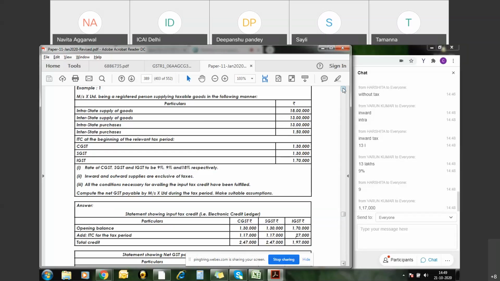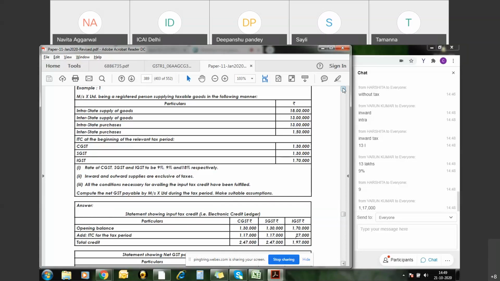So this is a very simple example where only a single transaction is given. Similarly, when there are a good number of transactions, in the same manner we work out CGST, SGST or IGST and add it to the opening balance to work out the total ITC available at the end of the month, since the return period under GST is monthly.